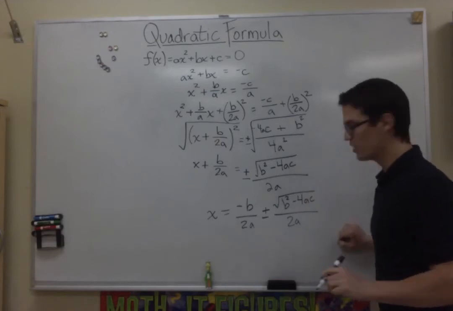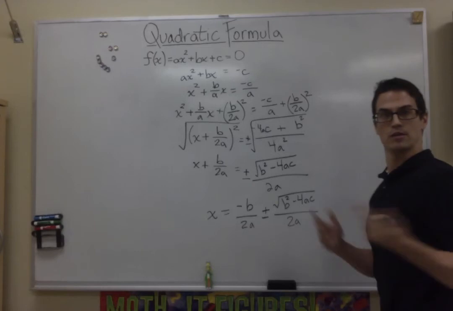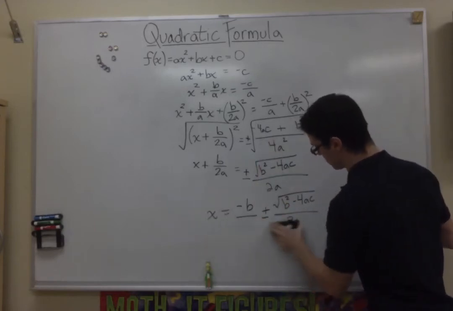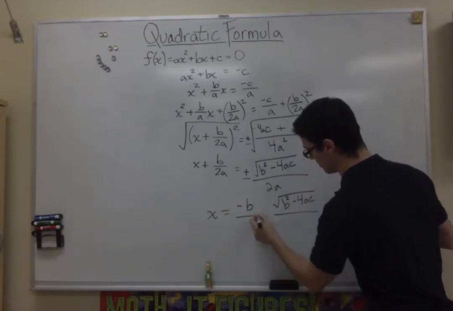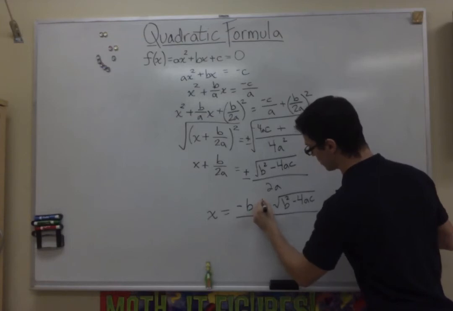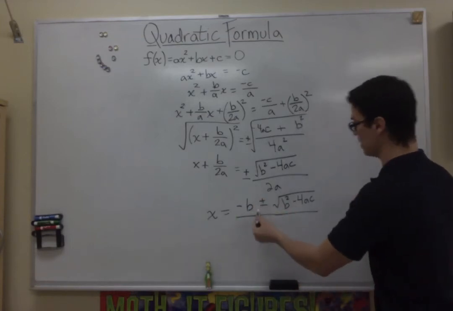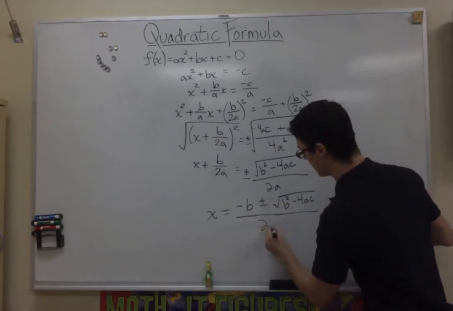Now, if you're clever, you might notice that both of these denominators are the exact same. Can we combine them? Of course we can. So that's what I'm actually going to do. I'm going to erase this 2a and this 2a right here, erase this plus or minus, and combine these right here. Put the plus or minus right there. Again, that's our 2 answers because you got to do negative b plus this and negative b minus this. But let's add the 2a in there.